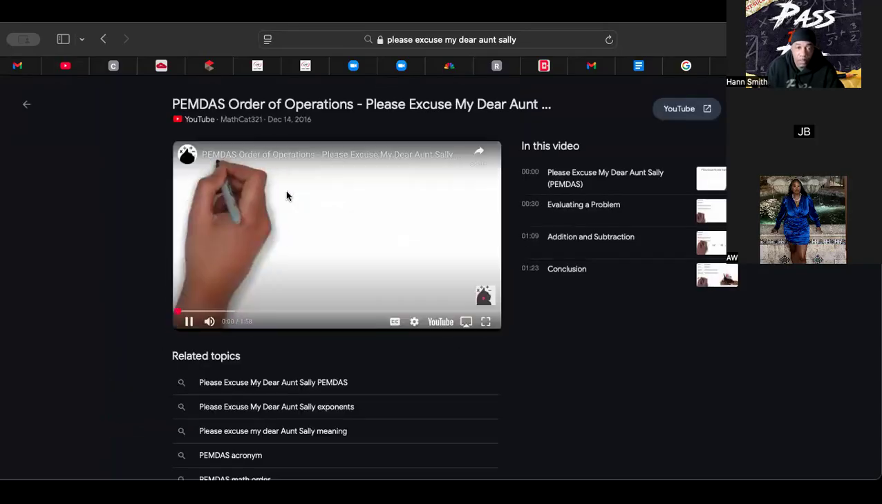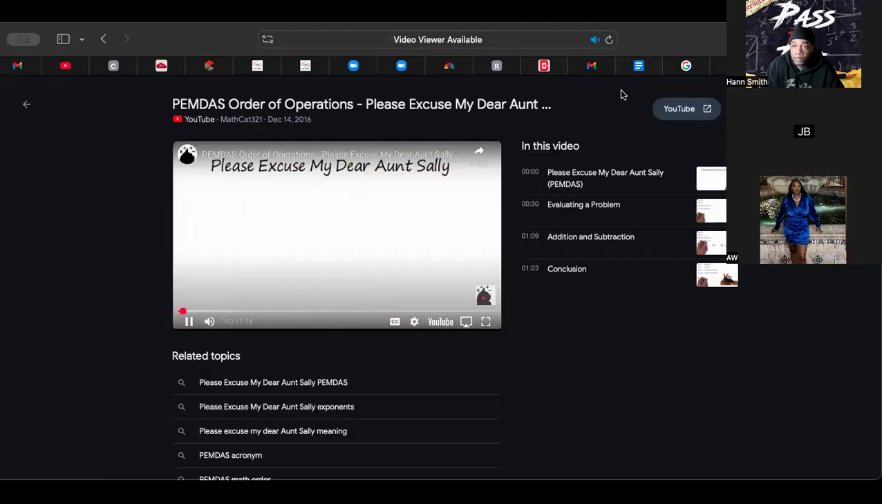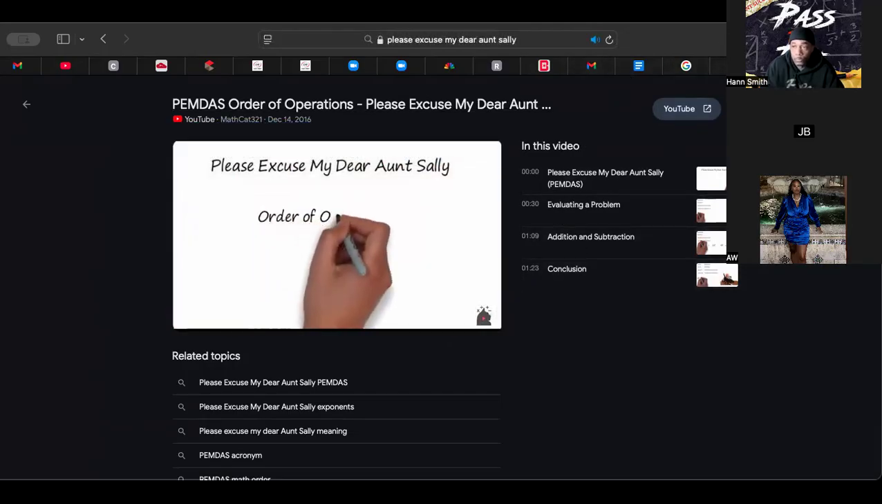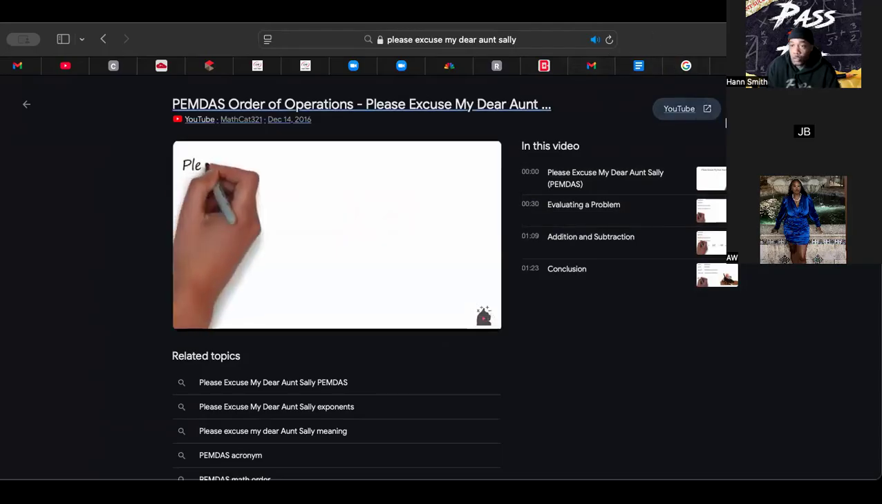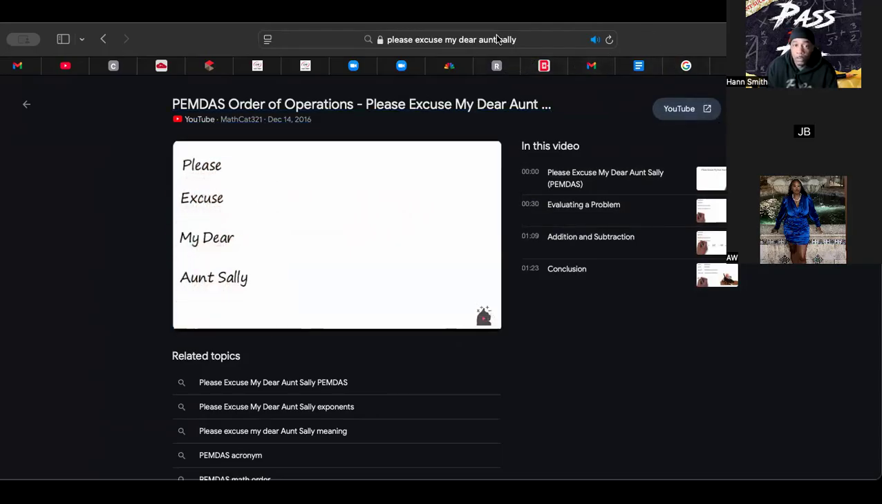Okay, so let's look at this real quick. Please excuse my dear Aunt Sally. That's a sentence that we use to remember the order of operations in math. Let's take a look at that sentence again. Please excuse my dear Aunt Sally, and let's look at the first letter of each word. It helped us to remember the order of operations.